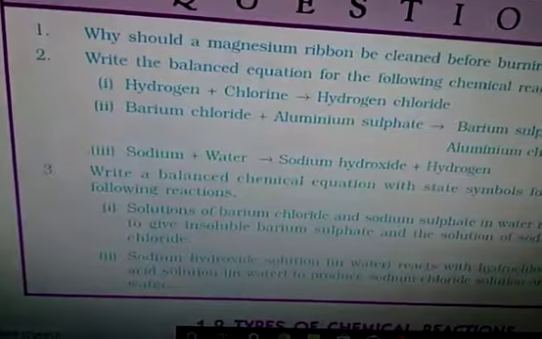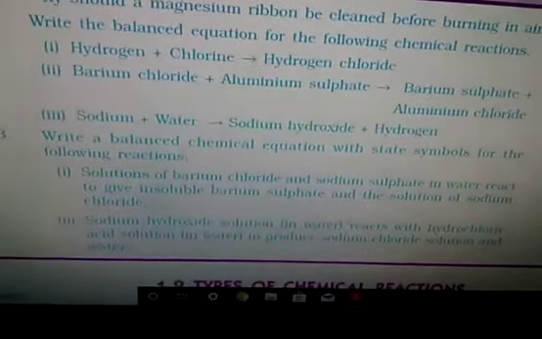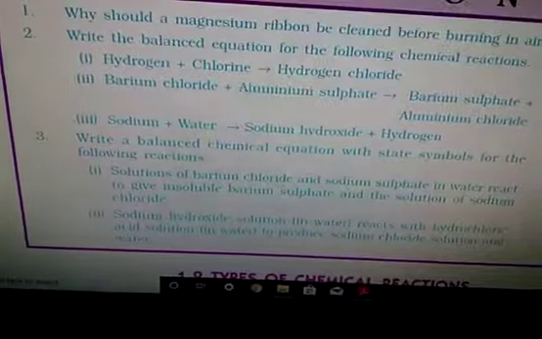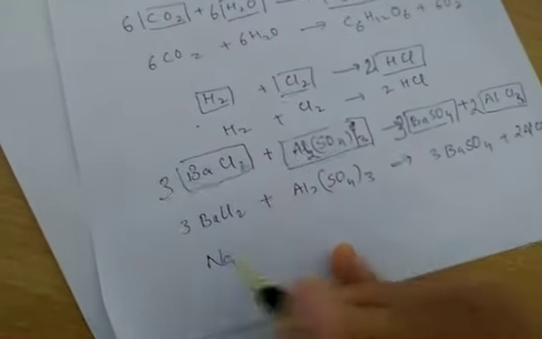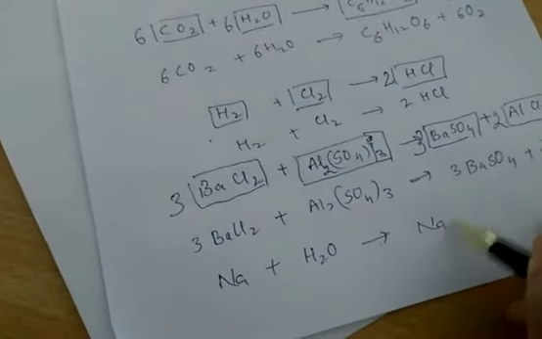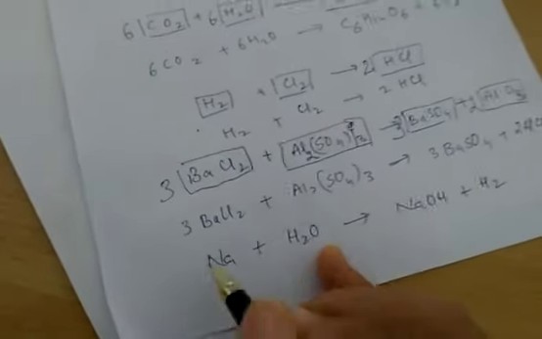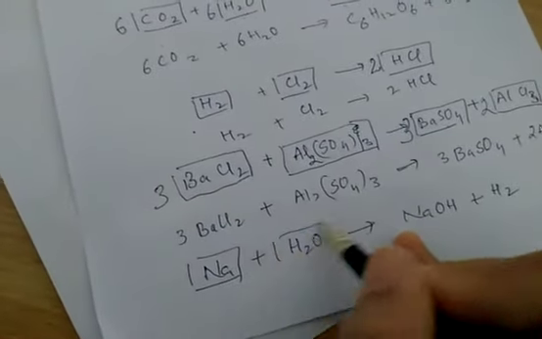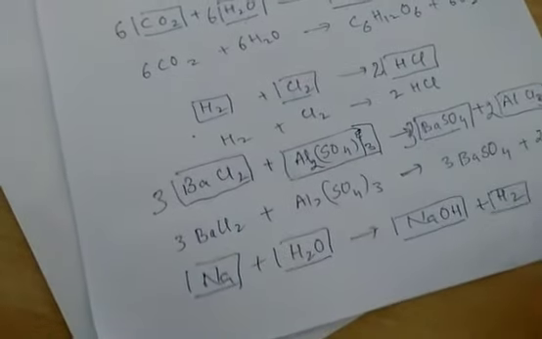Another word equation is given to you. Sodium plus water changes into sodium hydroxide plus hydrogen. First you convert the word equation into the chemical equation. This word equation is Na, sodium, plus water changes into NaOH plus hydrogen. This is the skeletal equation. Now encircle all of them. Check one by one.